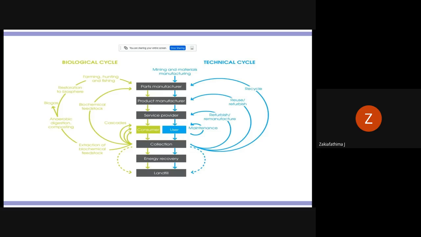Now, when you talk about that particular cycle, your sustainable cycle, you consider them in two ways. One is your biological cycle, and the other is your technical cycle. So, your biological cycle, hold on a second, please.